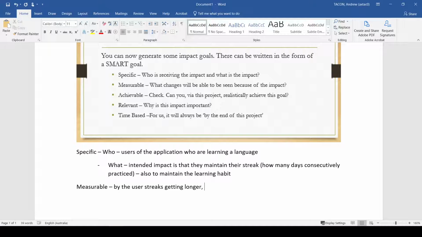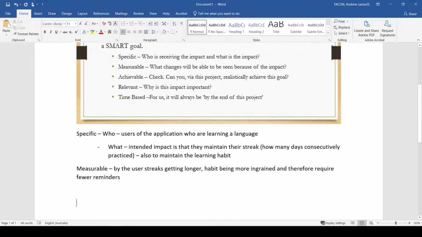It should also be measurable by the habit becoming more ingrained. Habit being more ingrained, so they just do it every day and therefore require less notifications. Fewer reminders. So it's measurable. Is it achievable? Well, the feature already exists. So for Duolingo, the organization, this was definitely achievable. Yes, it's achievable. They could achieve it. They had the technology and resources. So if they were in the planning meeting, they could say, yes, we could be able to achieve this.